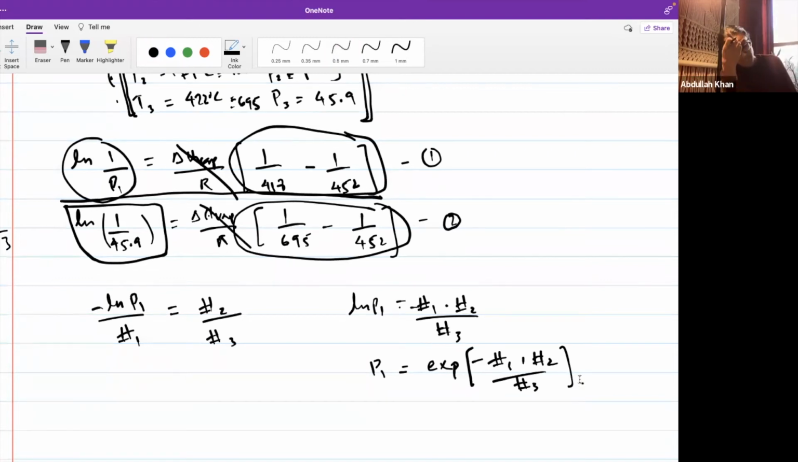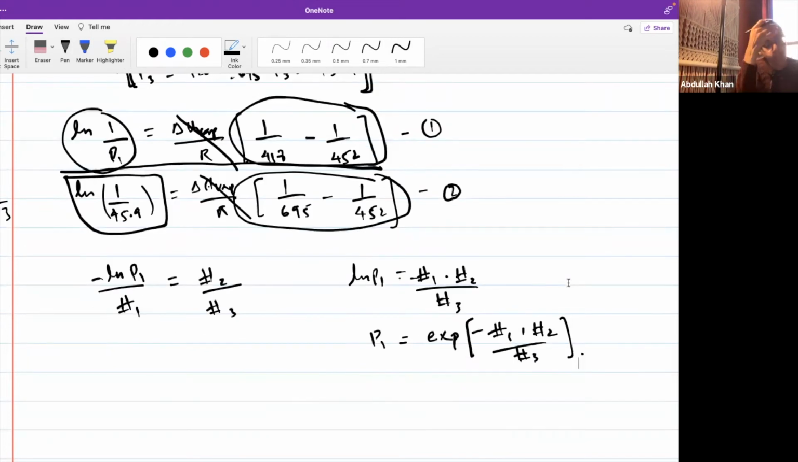So if you do it like this, if you divide equations, then you can skip the step where you solve for the enthalpy of vaporization, delta H vap, explicitly. That can save you some time.